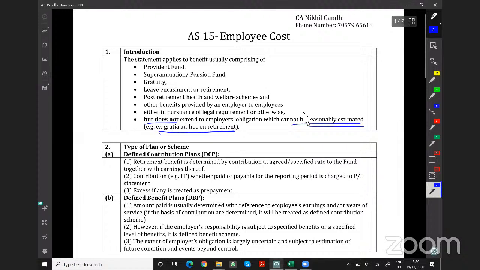Mr. X, you are retiring from a company. You have done an extraordinary job. I am liable to pay you 2 lakh rupees. But since you have done an extraordinary job, I will pay you 6 lakh rupees, 4 lakh rupees extra. This 4 lakh rupees is an ad hoc payment. I have given it only to Mr. X. I have not given it to any other person. Of course, whether Mr. X was good or bad is a different thing. But this is an ad hoc payment. So this 4 lakhs should not be covered under employee benefits as per AS 15.